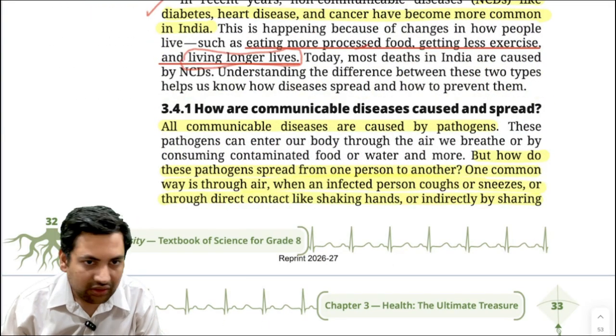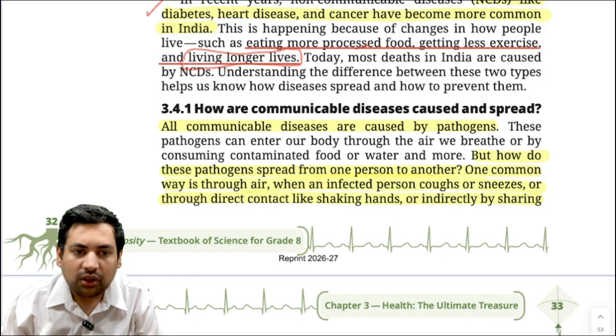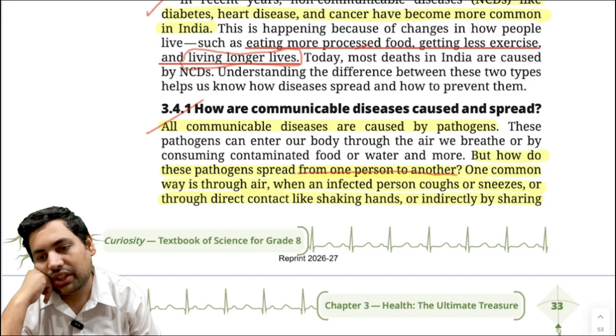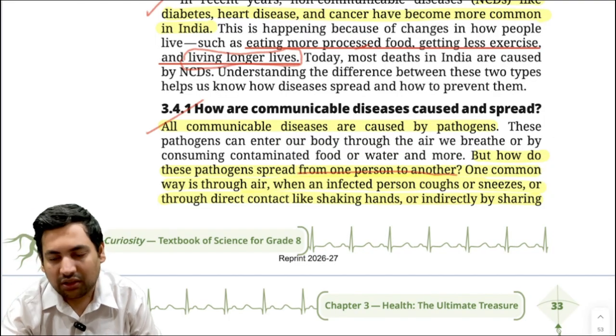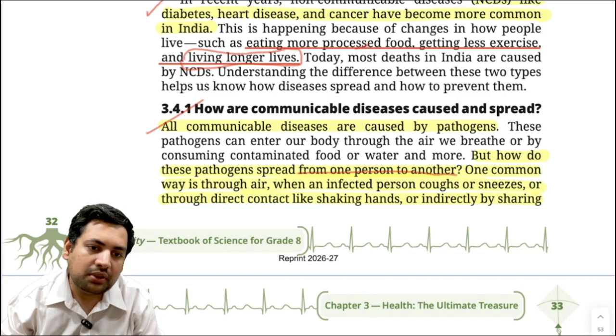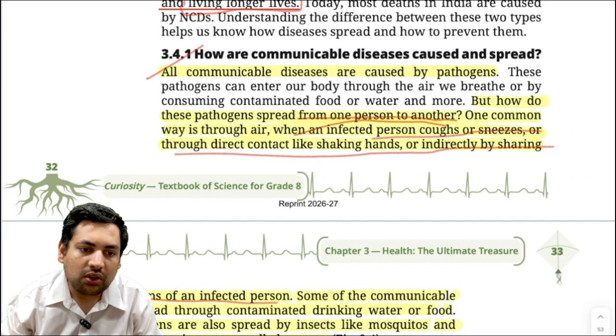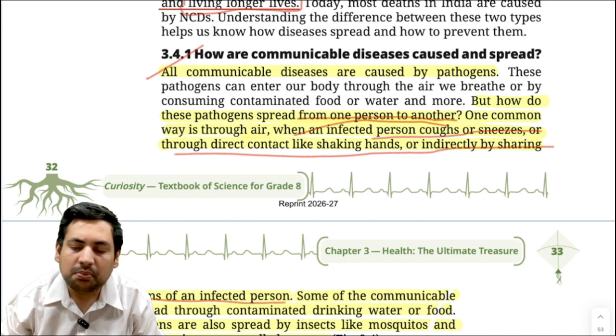Then how are communicable diseases caused and spread? So all communicable diseases are caused by pathogens. Fine. But how do these pathogens spread from one person to another? Now, some common ways you do understand. For example, if I have a common cold and I am sneezing constantly, then you may also get it. How? From the water droplets, from the cough that is coming out of me. Correct. So basically, when an infected person coughs or sneezes, or through direct contact like shaking hands, or indirectly by sharing personal items, because of all these reasons there can be spread of a disease.